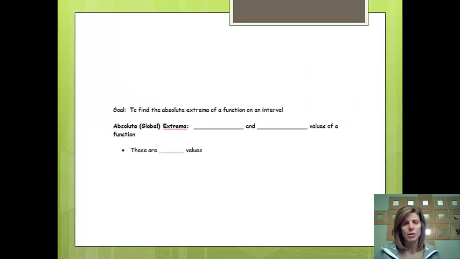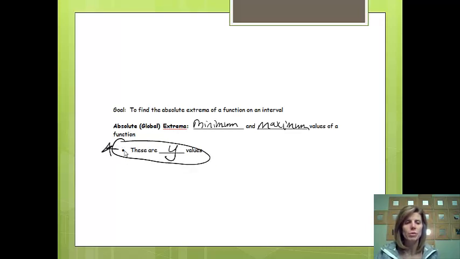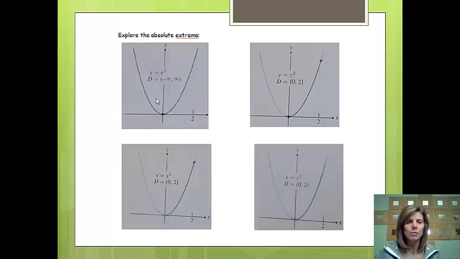All right, our goal for this lesson again is going to be to find the absolute extrema of a function on an interval. And we're not just going to be talking about absolute, we'll also be talking about local extrema on an interval. So absolute or global extrema are going to be the minimum and maximum values of a function. And these are always going to be y values. That's super duper key. You want to star it, whatever. So when I ask you for what is the absolute minimum or what is the absolute maximum, those will be y values.